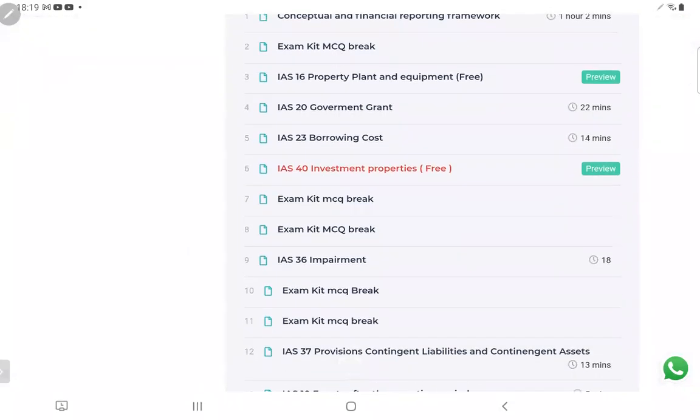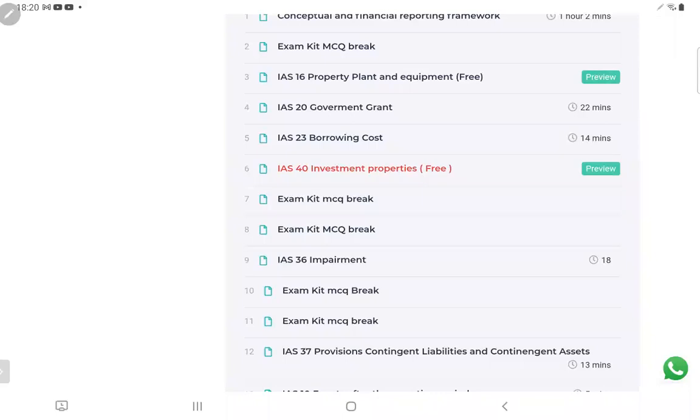Then you will see exam kit MCQ break, which we will do next week in a live session, right? What will happen? We will do the exam questions practice from the past papers and the exam kits in the live session, so that if you get stuck anywhere while learning the above standards, you can ask your queries in the live sessions, as well as ask me your queries on WhatsApp on a regular basis whenever you want.